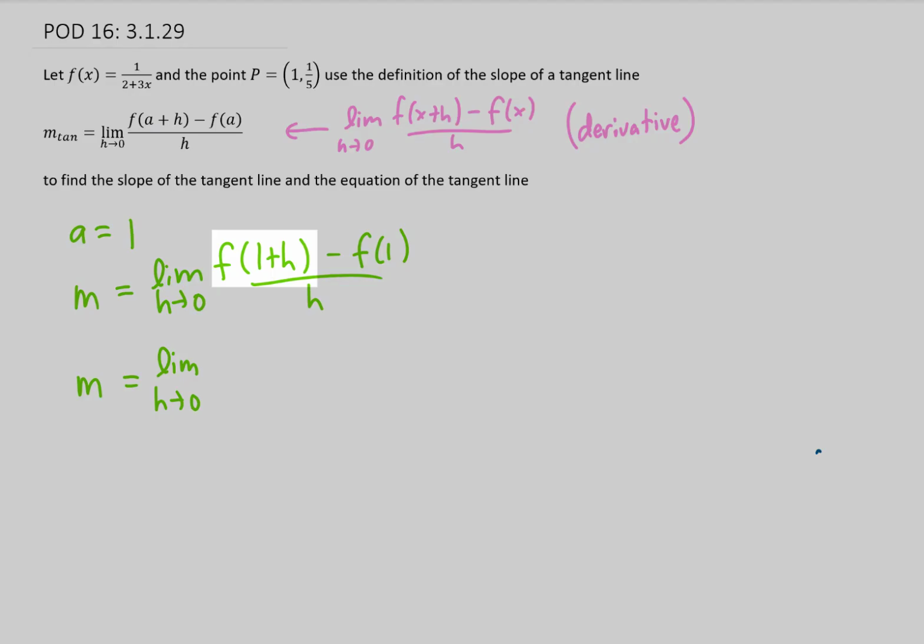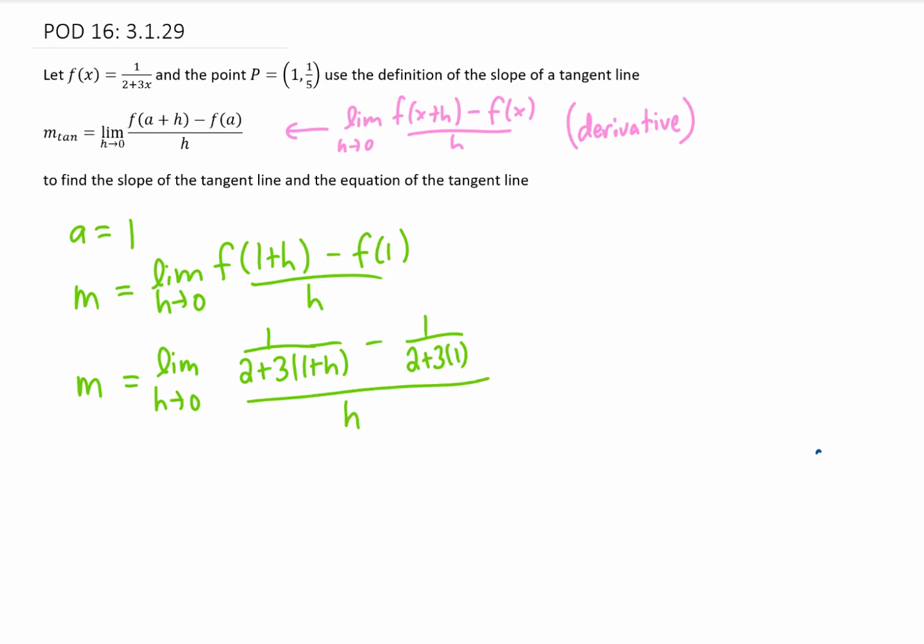So we need to start this problem by finding f of 1 plus h. That just means we're going to take this function up here and we're going to replace x in that function with 1 plus h. Okay, f of 1 is going to be very similar. We're just going to replace x in this function with a 1. Now we need to do a little bit of simplification. If we distribute the 3 through the parentheses, this term here ends up turning into 1/5 plus 3h. This term here just turns into a 1/5.